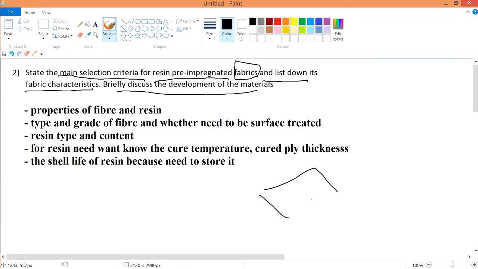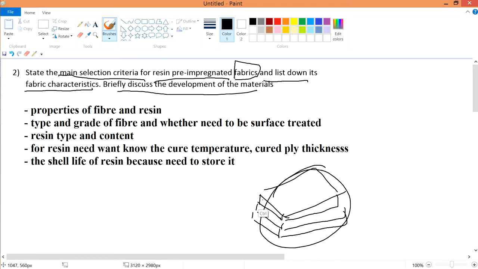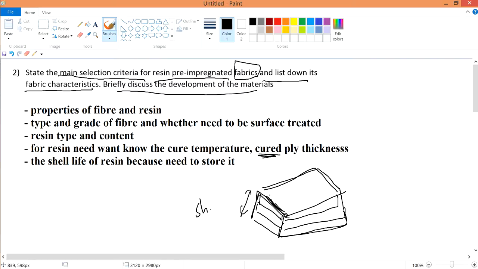This is a ply. And after you cure it, you may have another plies along with it. So after you cure it, after you heat it, you pressurize it to a certain temperature, and it will cure into this shape, this form. So you are looking at what the thickness is, because sometimes after it is cured, it may shrink. So you need to know the shrinkage and the thickness to a certain extent.